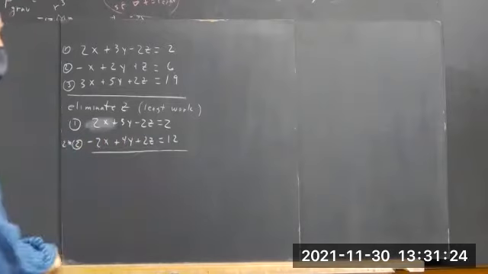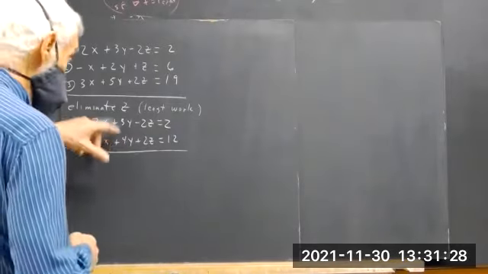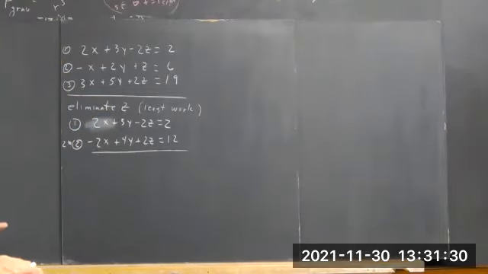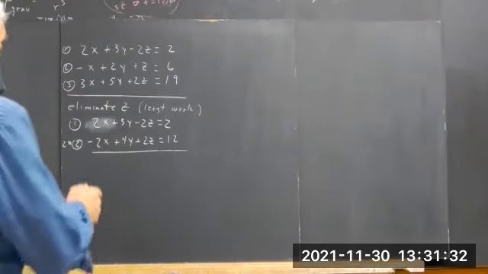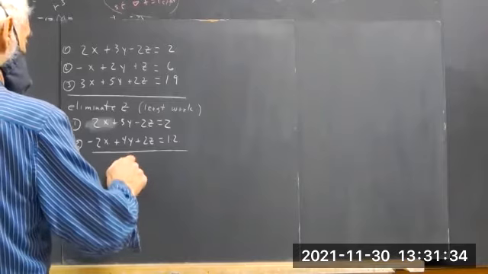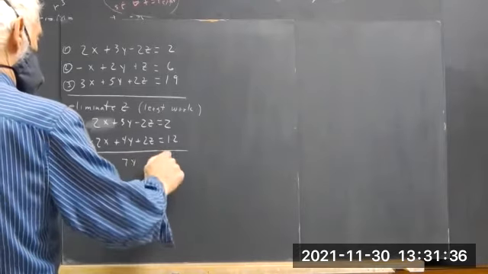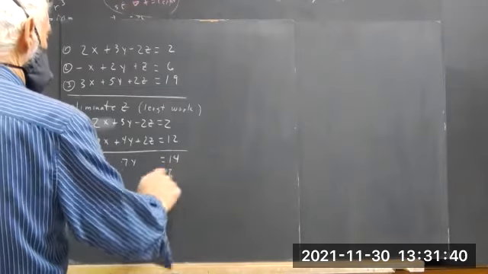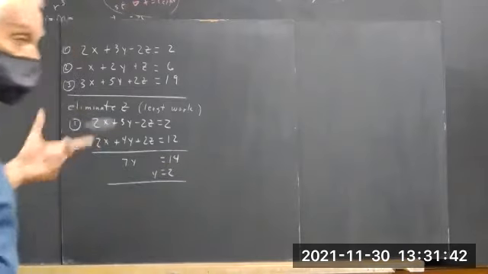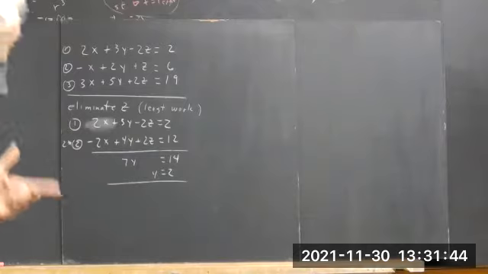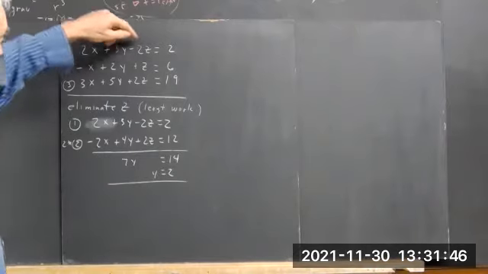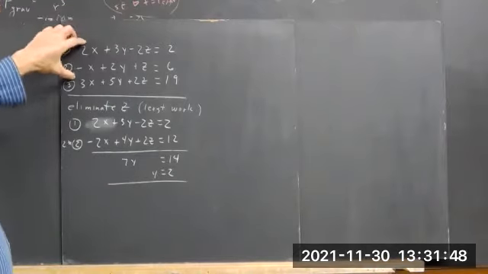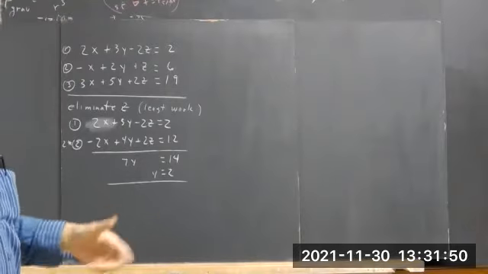both x and z go away. So we're going to immediately be able to solve for y. Well, this gives us 7y equals 14, so y equals 2. Since both z and x got eliminated together, it simplifies things a little bit.